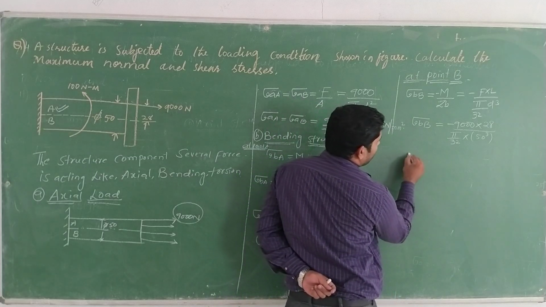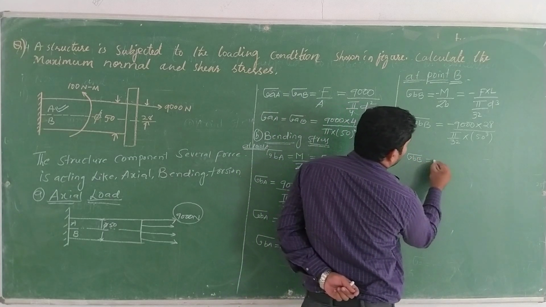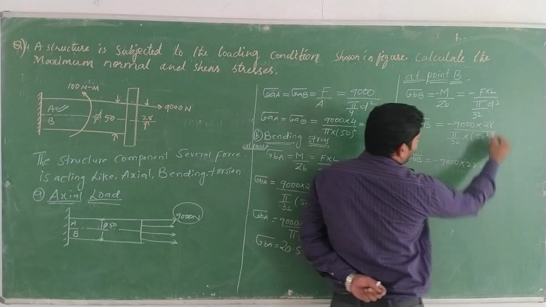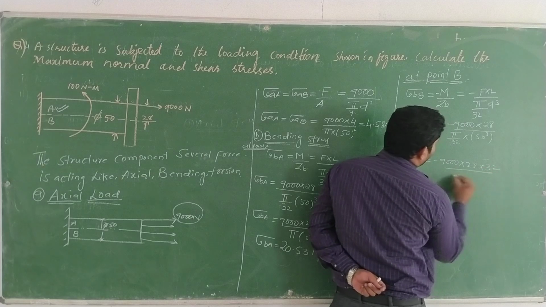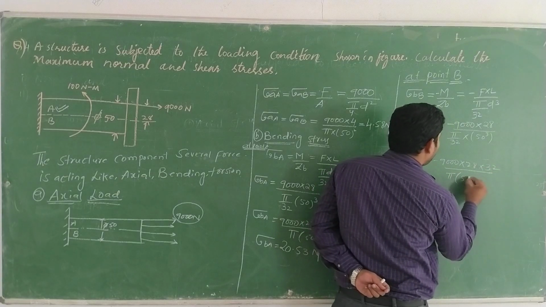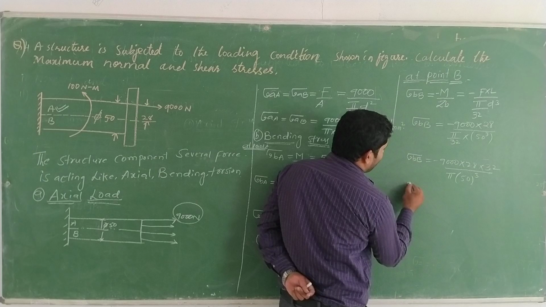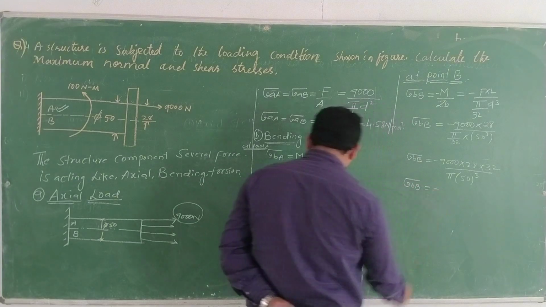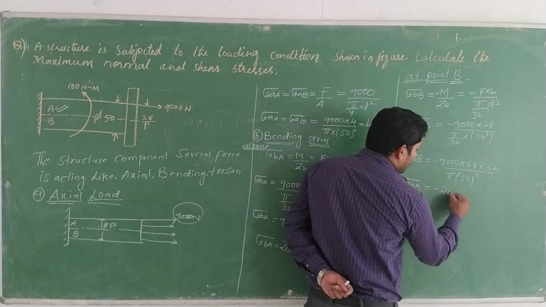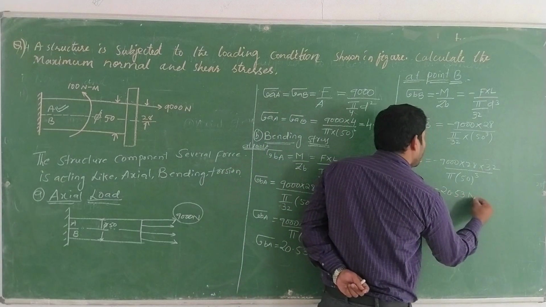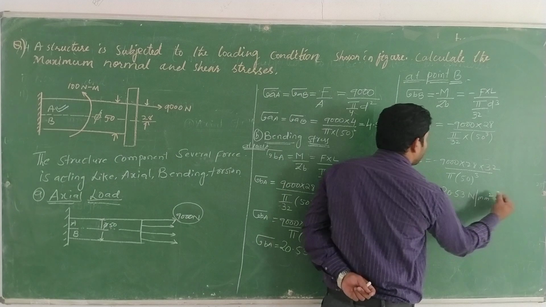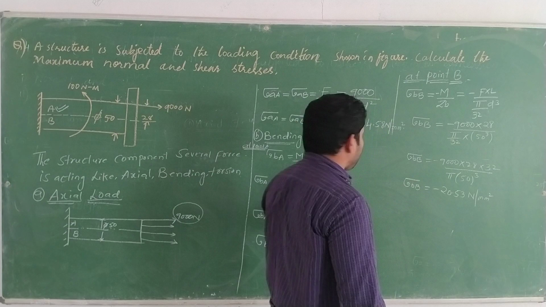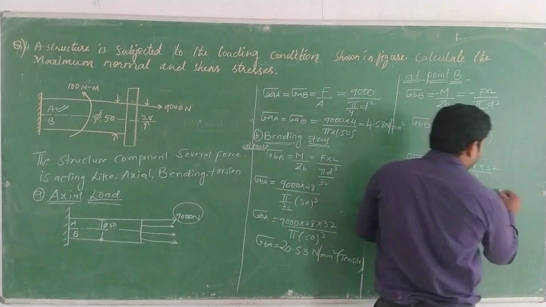Sigma BB equal to minus 9000 into 28. If it is moved above, it should be 32 by pi into 50 whole cube. If you calculate by the calculator, then how much will you get? Minus, you will get 20.53 Newton per mm square. So this minus indicates that the compressive force is acting at point B. Okay dear.